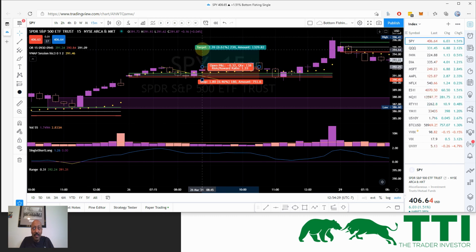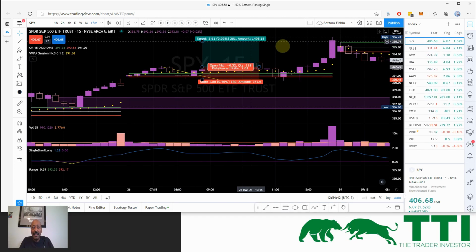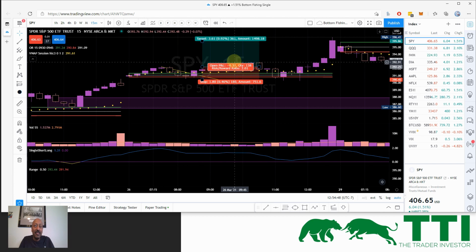So if we drag it up to about right there is about 2. So that's what we're looking for, and that area, as you can see, has been hit at the end of the day, right towards the end of the day. So that's the risk reward.